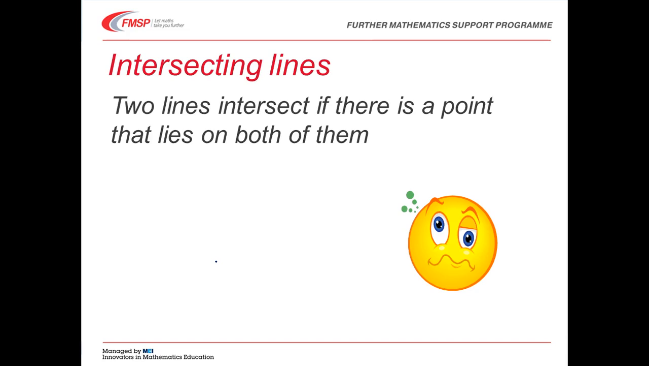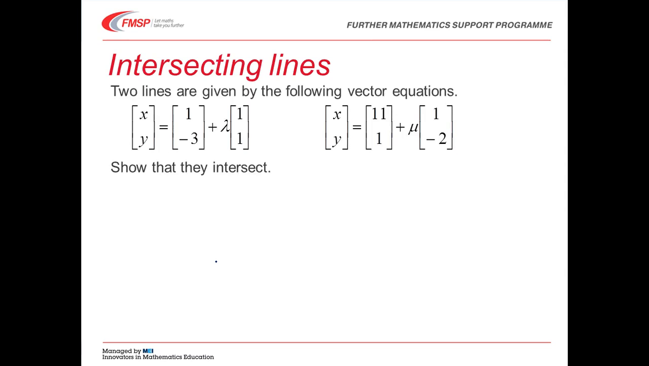Okay, this is stating the obvious, but it gives us a strategy for checking whether 2 lines intersect. Here are 2 lines. I'm asked to show that they intersect. We need both x and y to be the same. So I need the x component, that's 1 plus lambda on the first line, to be equal to 11 plus mu on the second. And for the same values of lambda and mu, I need minus 3 plus lambda to be equal to 1 minus 2 mu. Equations 1 and 2.